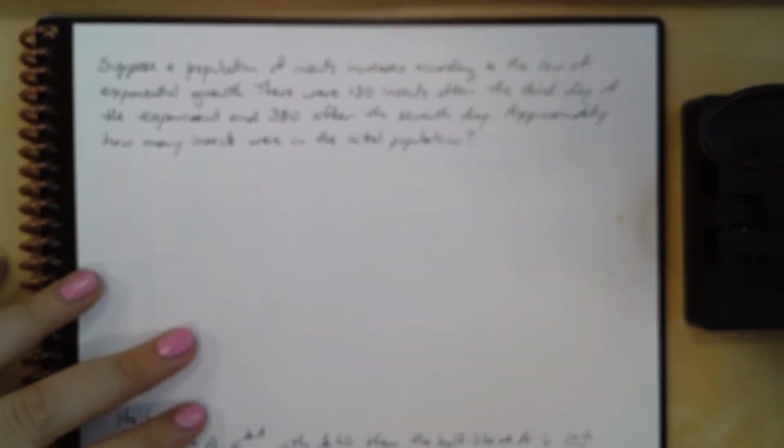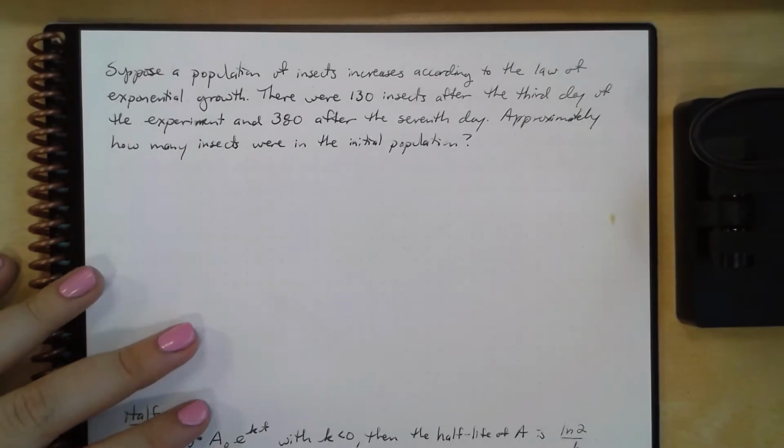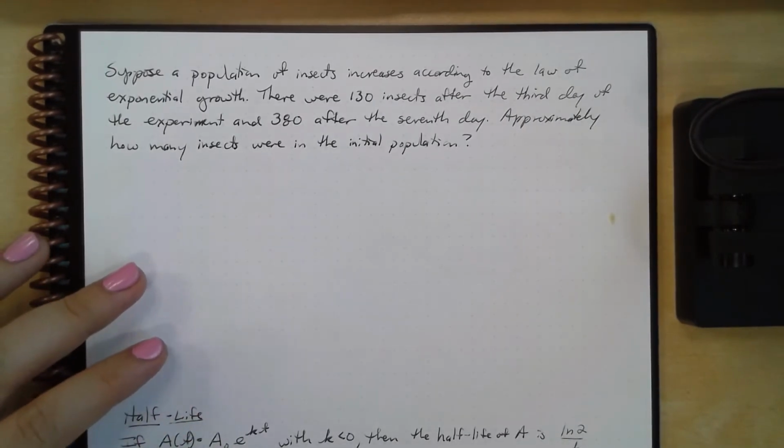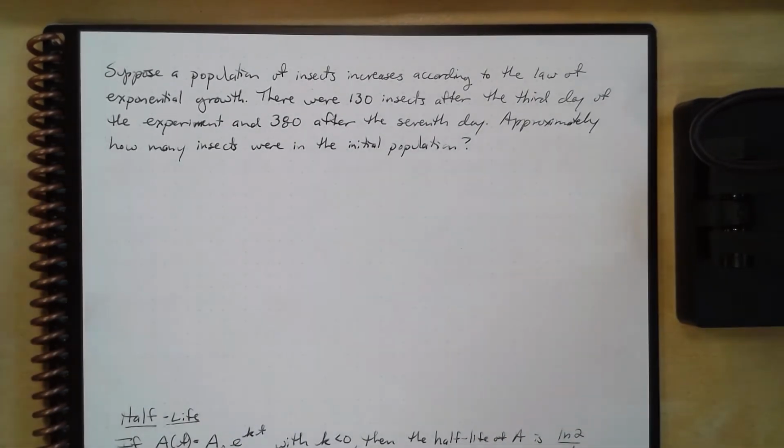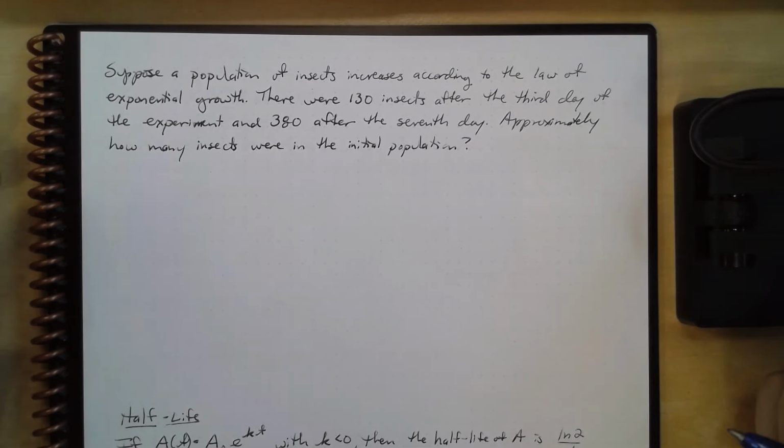Okay, back to calculus. So, 3 more examples here. Suppose a population of insects increases according to the law of exponential growth. There were 130 insects after the 3rd day of the experiment and 380 after the 7th day. Approximately how many insects were in the initial population? So what we're actually trying to find is that C, right?